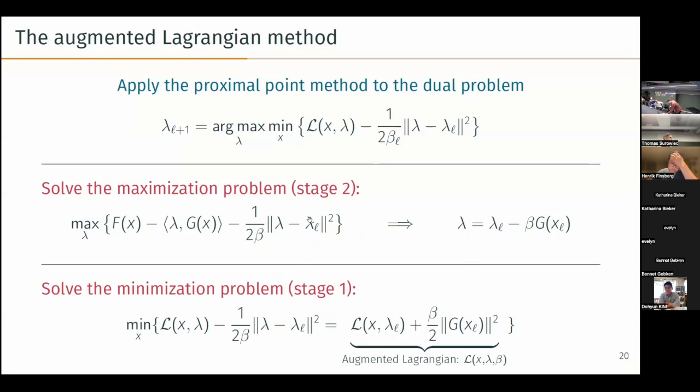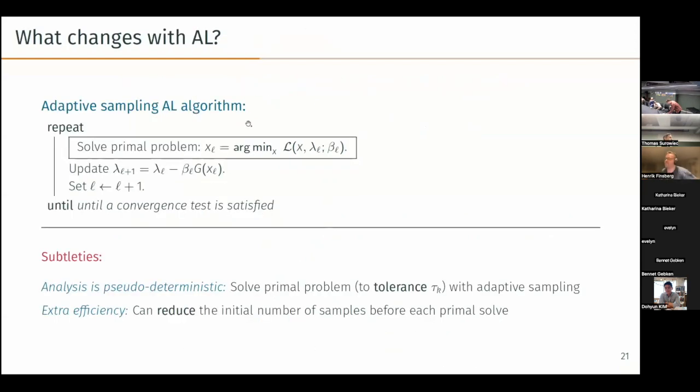Okay, so that's why I just added all those things I said about proximal point. And then ultimately you have these two stages. So you solve the primal problem of the augmented Lagrangian with the step length beta, which came from the proximal point. And then after solving that subproblem, you update the Lagrange multiplier with a step length of size beta, and then you loop. Okay, so if the primal problem is the expectation of something, you can use adaptive sampling on the subproblem.